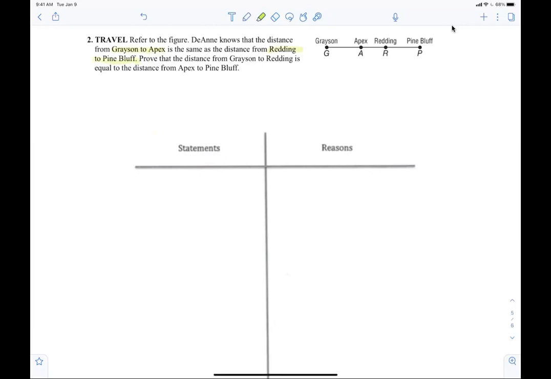So we're going to say that GA is equal to RP. And let's go ahead and mark it. GA is congruent to RP.